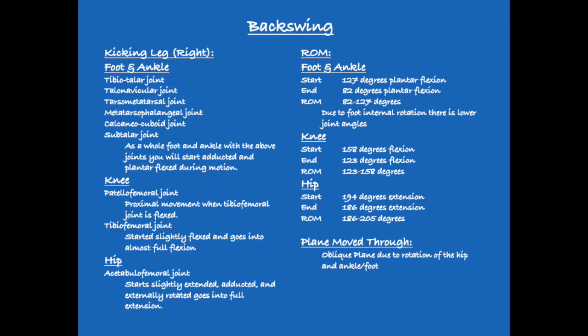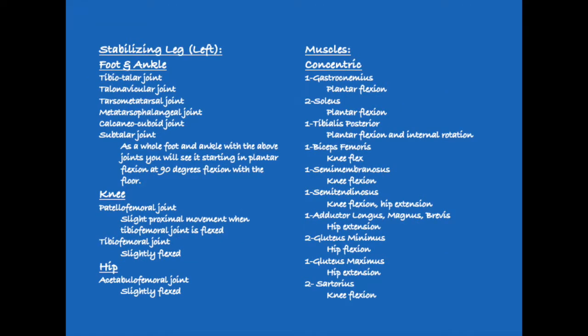The knee is starting at 158 degrees flexion, ending at 123 degrees flexion and goes through a total range of motion of 123 to 158 degrees, while the hip starts at 197 degrees extension and ends at 186 degrees extension. The total range of motion is 186 to 205 degrees. The planes through which this motion moves are the oblique planes due to the rotation of the hip and the foot and ankle. The stabilizing leg is the left leg.